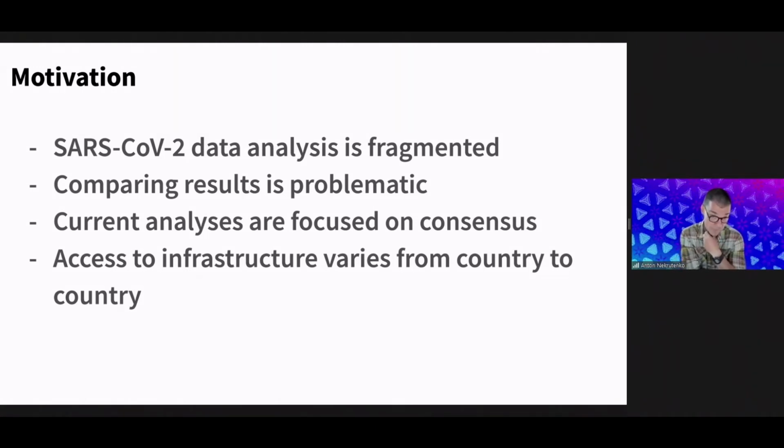And most of the current analyses are focused on generating consensus. So you're a hospital, you sequence the patient, you generate consensus, you compare against GISAID, and you say, okay, well, this is some kind of a derivative of the Delta variant. But that fine-grained view, what's happening within individuals, is ignored. And as I mentioned, the access to infrastructure varies from country to country. So our goal here is to develop a system which can be used by anyone.